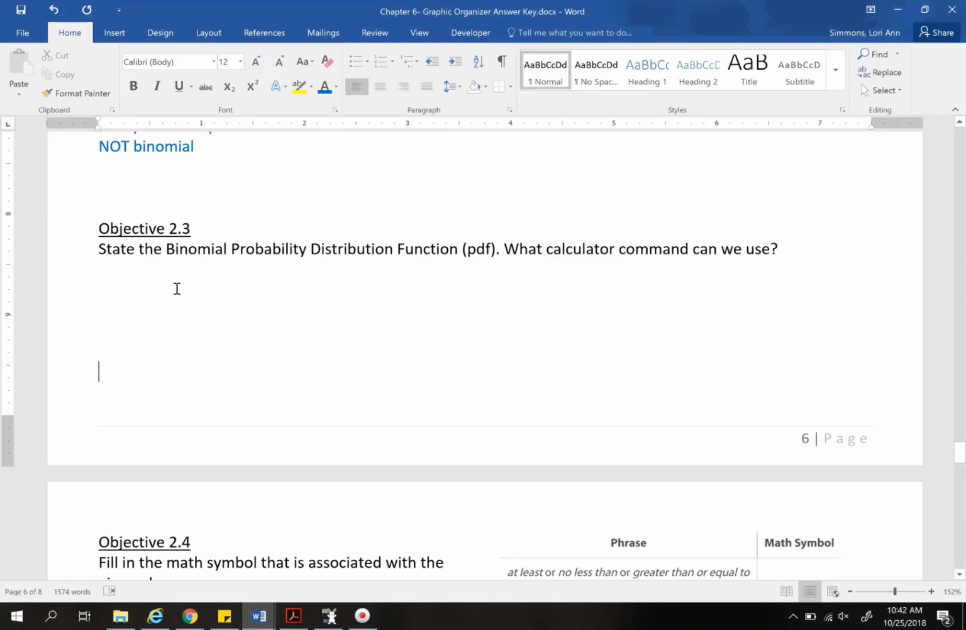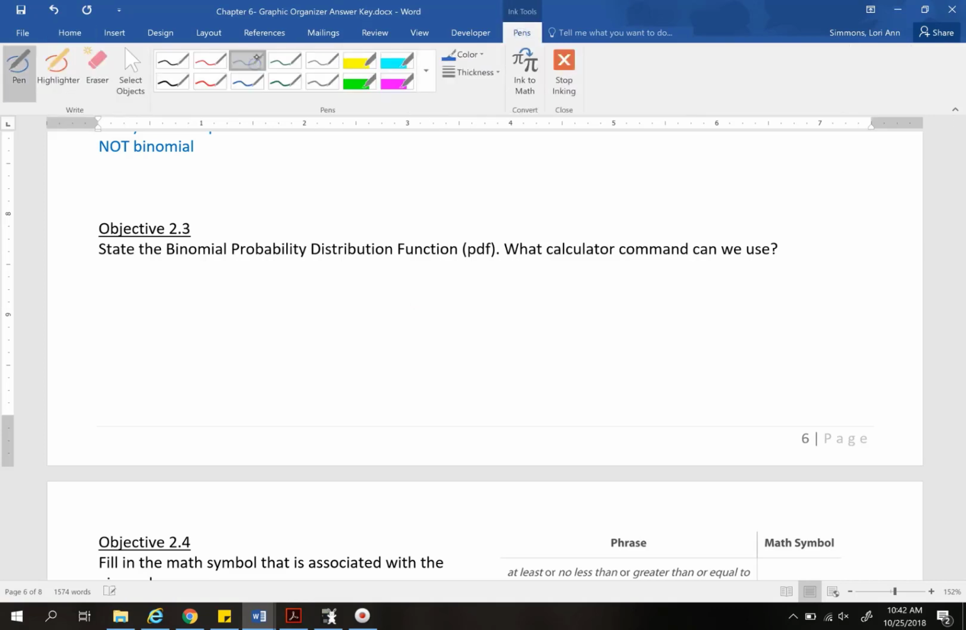State the binomial probability distribution function. And what calculator command can we use? So we can use number 5, and if you wanted to do it by hand, we will not be doing these by hand, we'll just do it on calculator. This is the formula to do it by hand.